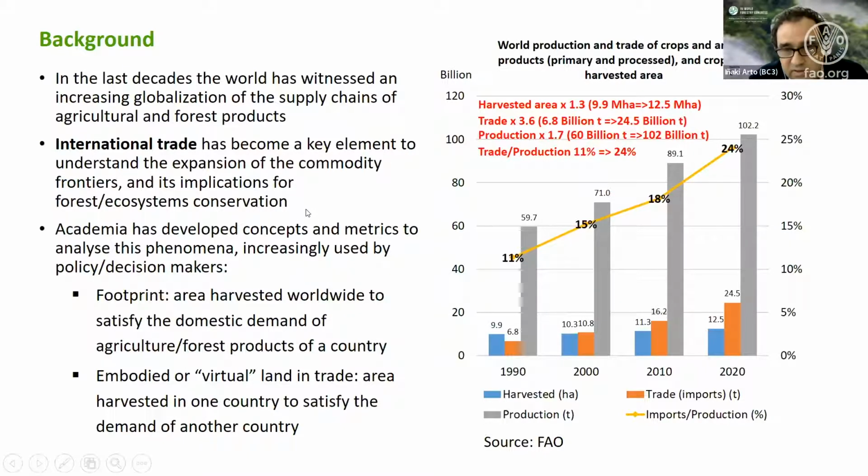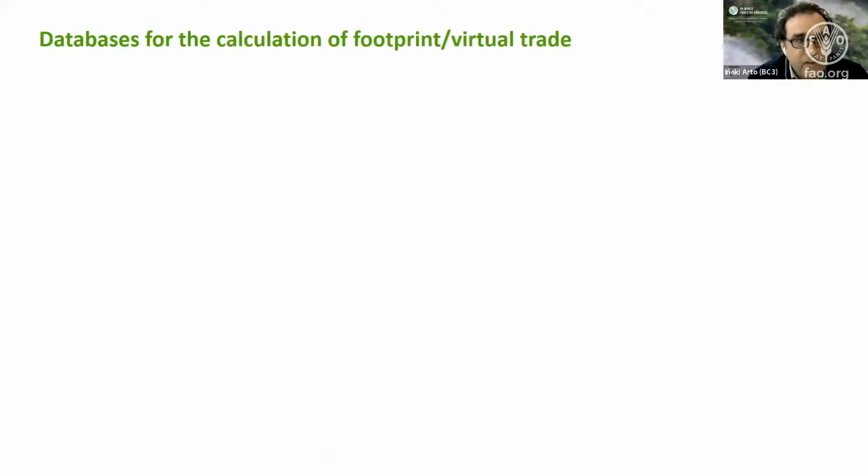The footprint indicators show the area harvested worldwide to satisfy the domestic demand of agricultural and forest produce of a specific country, and the embodied or virtual land in trade represents the area harvested in one country that is required to satisfy the demand of another country. And in order to compute these types of indicators, different databases have been developed during the last years.